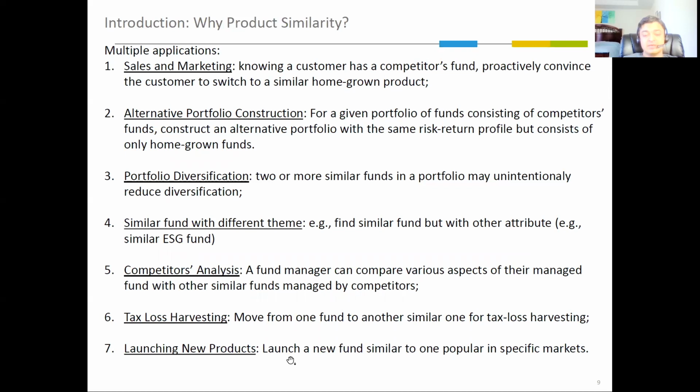The last one, launching new products. Sometimes it's likely that you do not find any homegrown fund which is very similar to the one that is in the market and is gaining a lot of attention. This means that you have some gap in your portfolio of products in your company, and you might want to think of launching a product which is very similar to the one that is of competitors, and then it is gaining lots of attention these days.